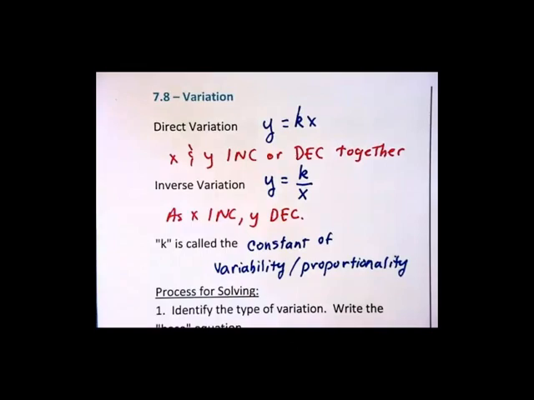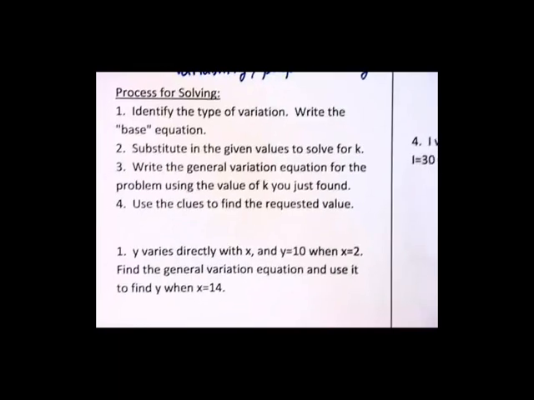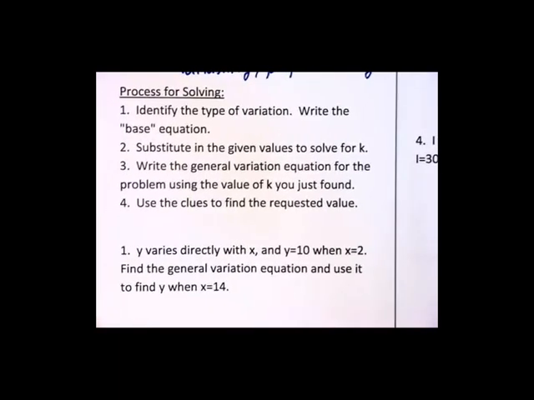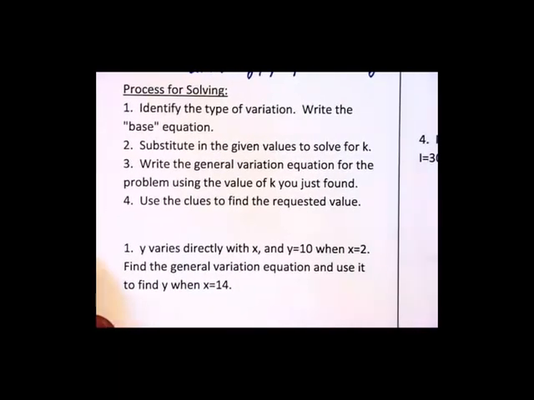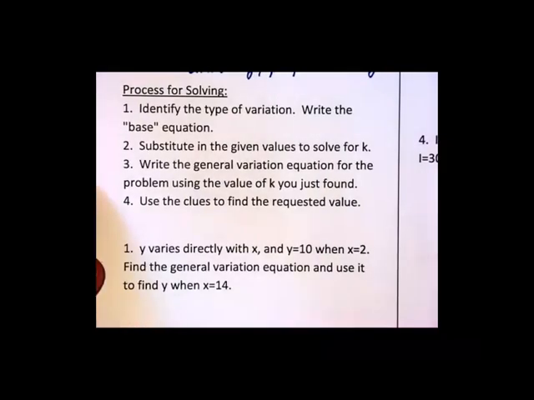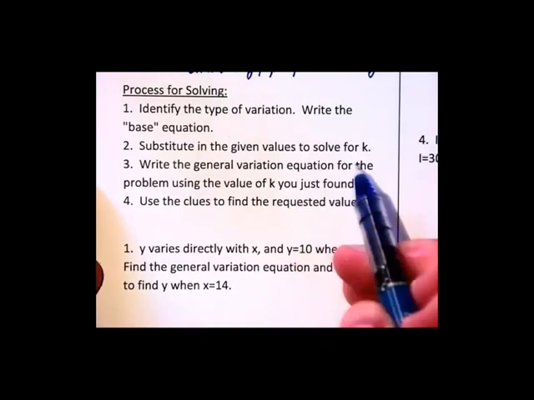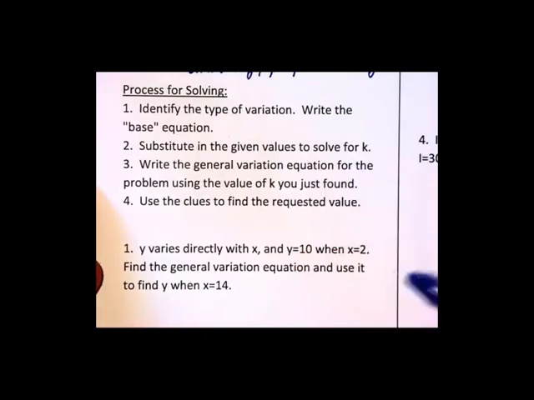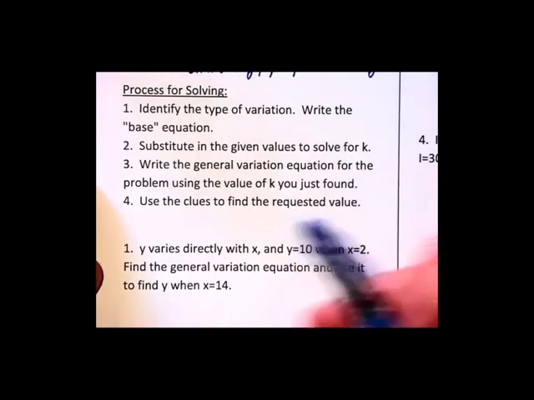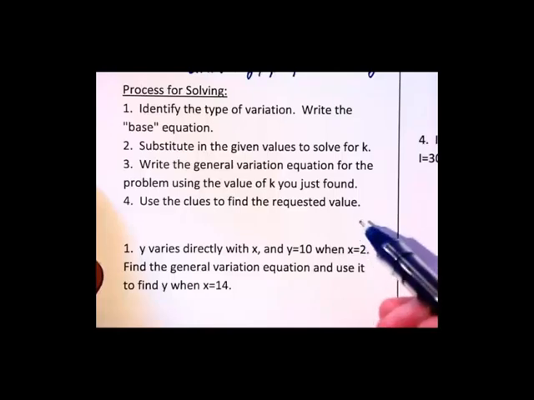Now, we're going to go through this 4-step process that you're about to see as I slide this up here, where first we identify the type of variation. This will almost always be given to you, and we're going to write our base equation. That's what I did for you up above. You're then going to solve for k, given the clues that you've got, and then you're going to use the value of k to write a base equation again and solve for the value they asked you to solve for. Let's just dive in and see what we're talking about.